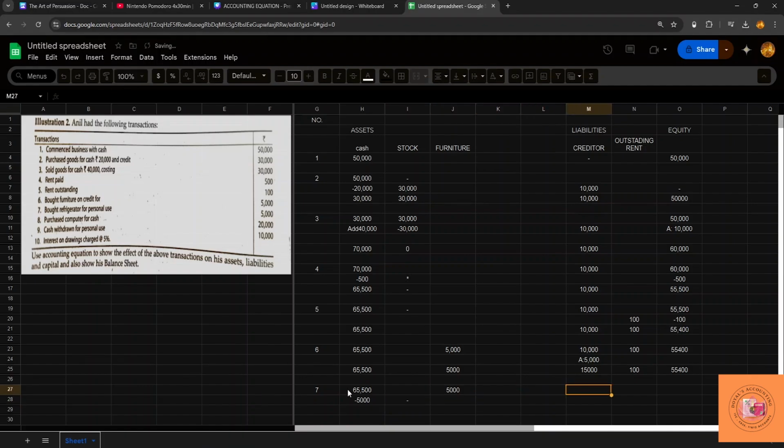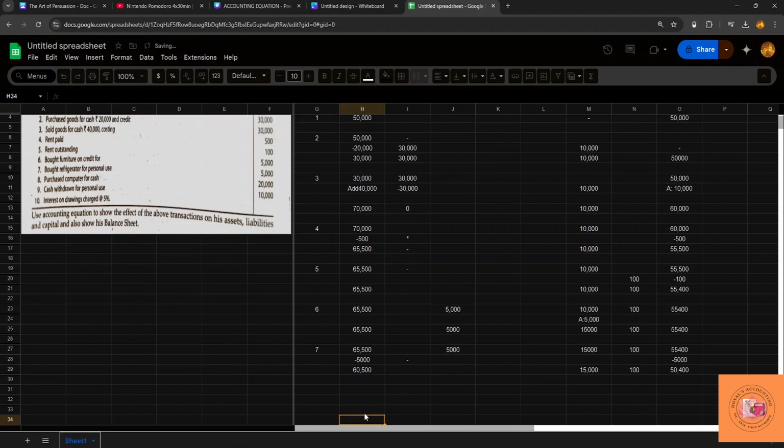5,400 minus 5,000, so 50,400 under capital, 100 under outstanding rent, 15,000 here, and we have 60,500. Oh yeah, and of course, under furniture also 5,000. Both are balanced.